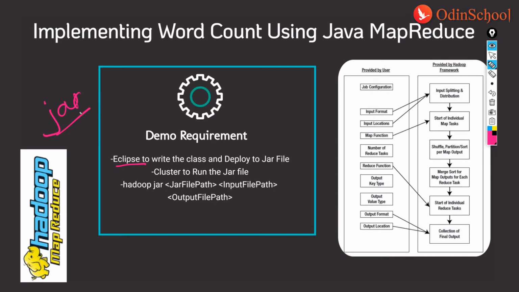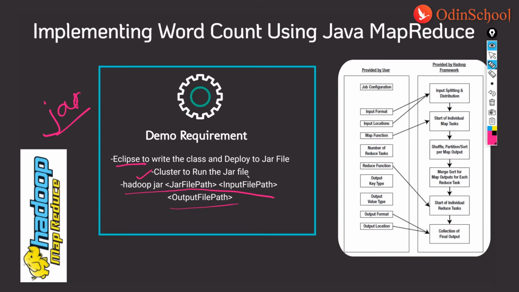Based on your build, you can prepare a jar file, and that jar file will help you to run your code on the Hadoop cluster, and you will get the output in HDFS. So the very first step is to write your code, build, and deploy it to a jar file. Then you can use this command: hadoop jar, the jar path, and then the input file path. Input file path means from where you are reading the data for that word count.